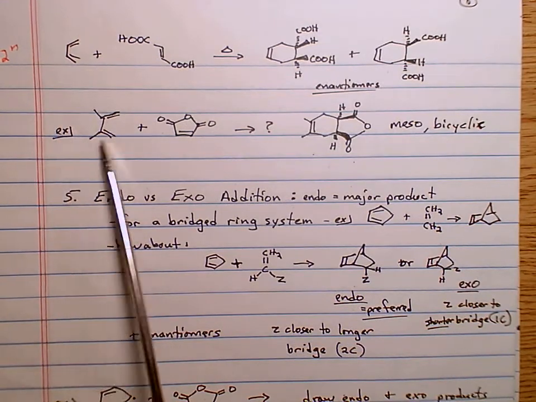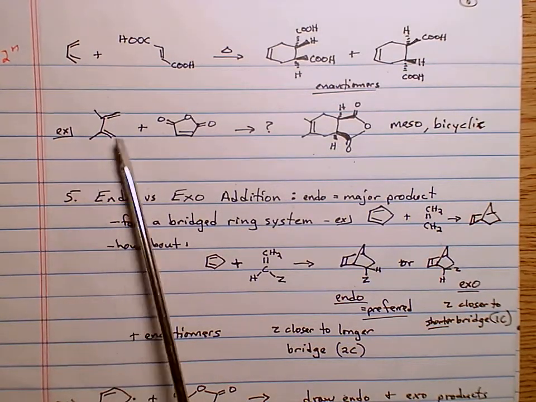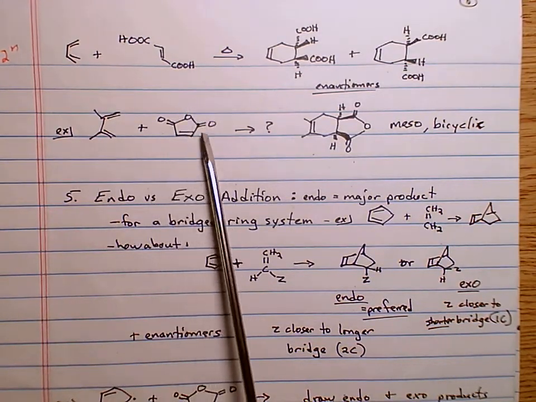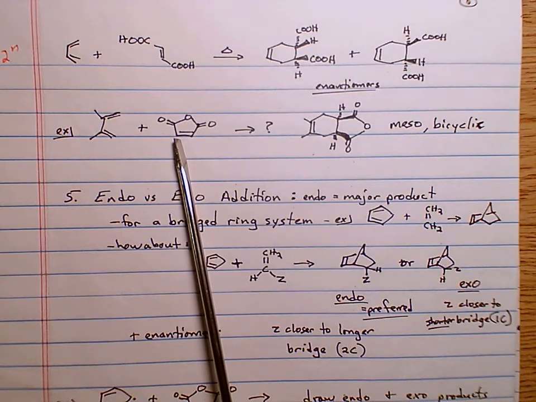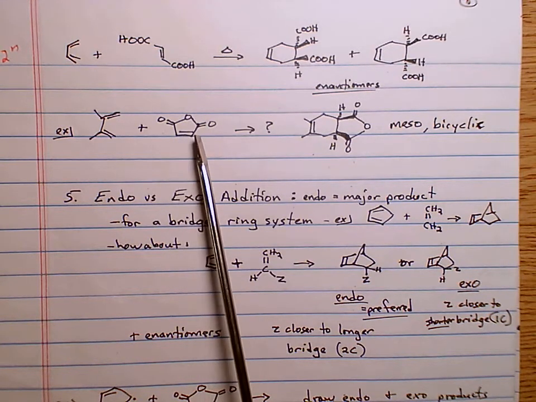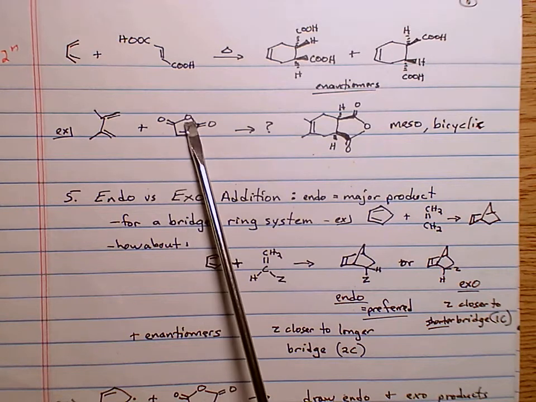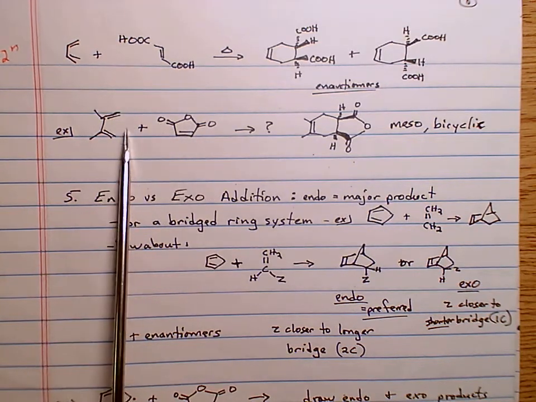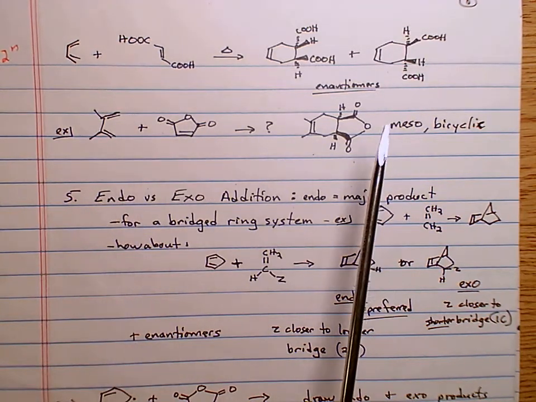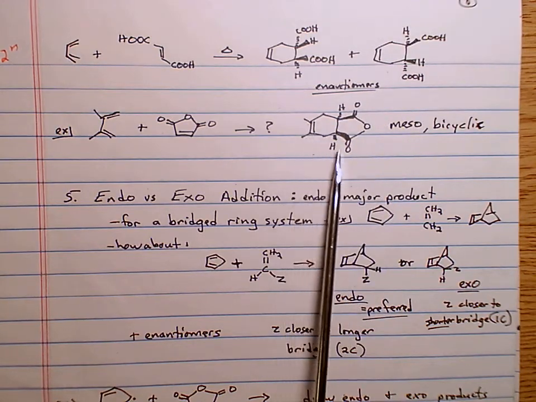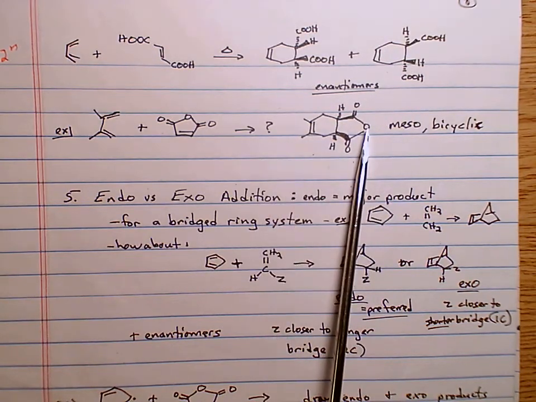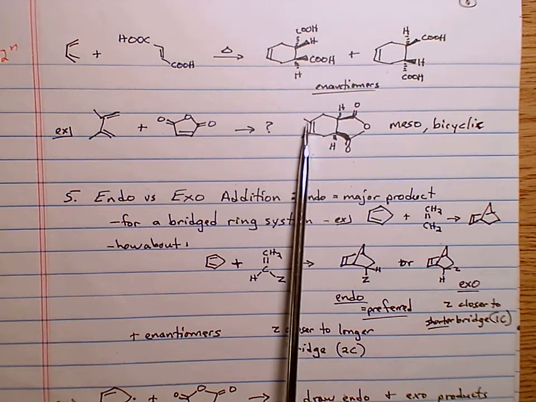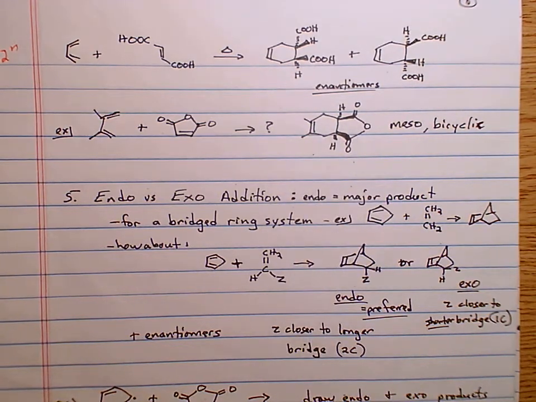Okay, so what if we take this conjugated diene and add this guy right here? It looks kind of crazy, but yeah, it will work. You just say, okay, here's my double bond, just change the orientation a little bit, put the double bond here, and we get this system. It's a meso compound, and it's a bicyclic. We've got a ring here and a ring here.